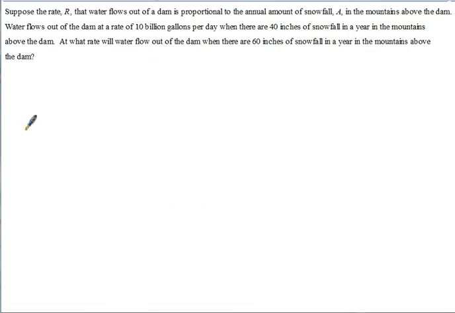Okay, so it says, suppose the rate R that water flows out of a dam is proportional, that means the same as directly proportional, to the annual amount of snowfall, I'm using capital A, in the mountains above the dam. So let's try to write that out first. So R is directly proportional, so it's just k times the annual amount of snowfall, which is A.